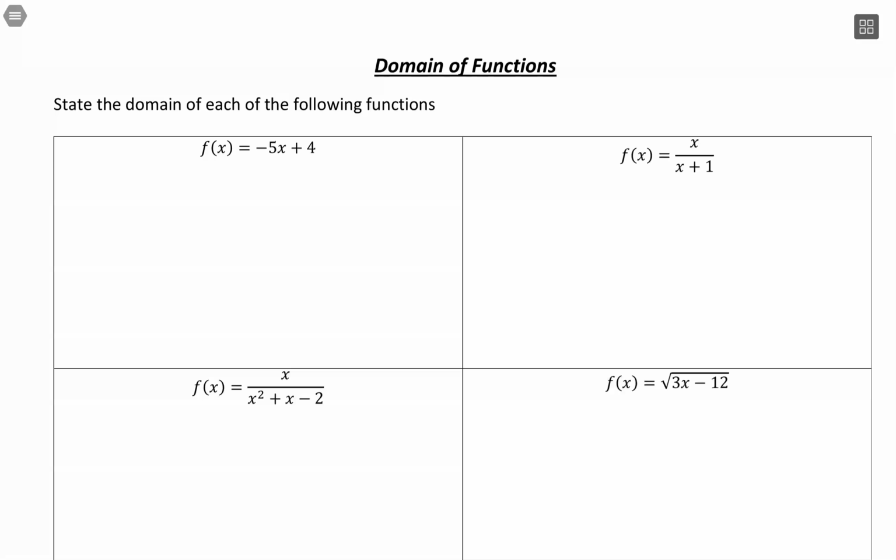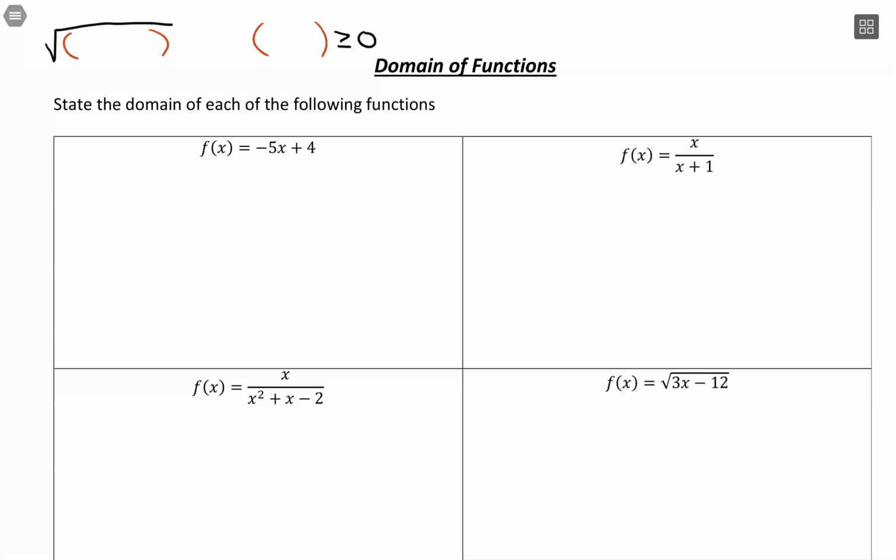Alright, let's talk about domain of functions. So we kind of talked about the limitations with radicals, specifically with square roots. The inside of that square root needs to be more than or equal to 0. So if we're taking the square root of some expression, whatever expression is inside there has to be more than or equal to 0. So that's going to be something we use for radical functions.